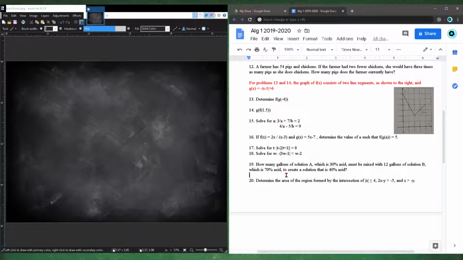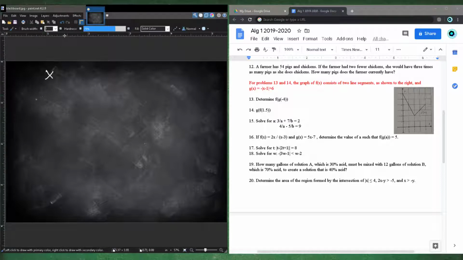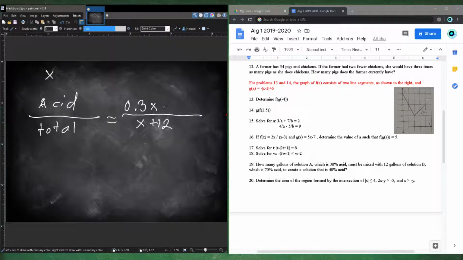Number 19, how many gallons of solution A, which is 30% acid, must be mixed with 12 gallons of solution B, which is 70% acid, to create a solution that's 40% acid? Okay, so the amount of gallons of A, let's call that x. So then we're going to have the amount of acid over the amount of total, right? So we have to write that the amount of acid, which is 30% in A, so 0.3 times x over x so far. And then we must mix with 12 gallons of B, so plus 12 on the bottom, that's the total amount. And then of that 12, 70% is acid, right? And that should be simplified to 40%, which is just 4 over 10, right? You could write 0.4, but I like to write it as a fraction.